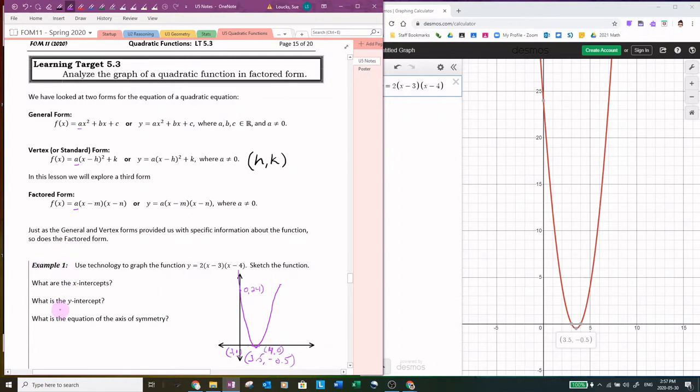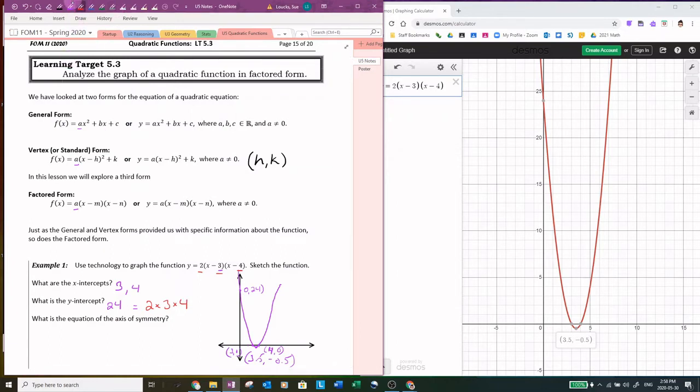Okay, so what are the x-intercepts for this graph? Well, the x-intercepts are 3 and 4, and the y-intercept is 24. And I want you to notice that those numbers, those 3 and 4, are right there in the equation. And the y-intercept of 24 actually equals 2 times 3 times 4. So that information is right there as well.